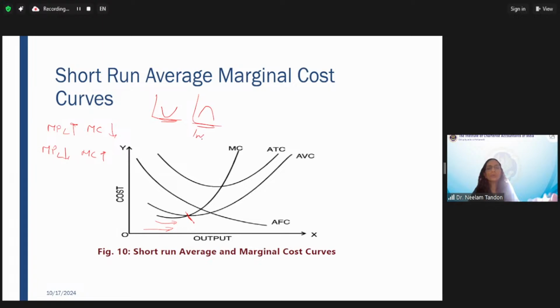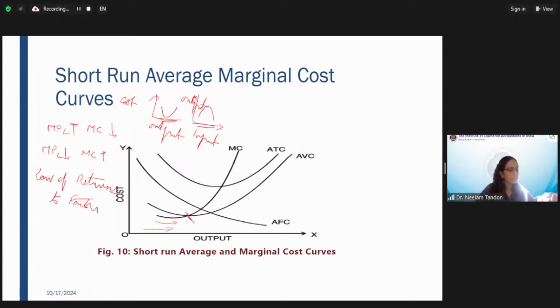So this is input, and this is output, and this is output. This is cost. So that's the opposite relationship between the two. Marginal cost is decreasing, then marginal cost starts increasing. It is because of the law of returns to factor. So this is because of the law of returns to factor, marginal cost.